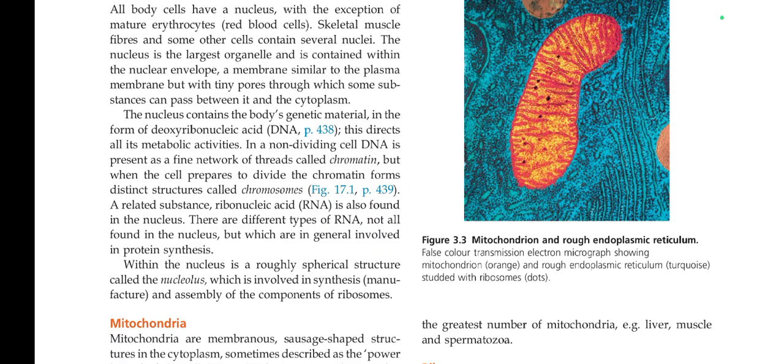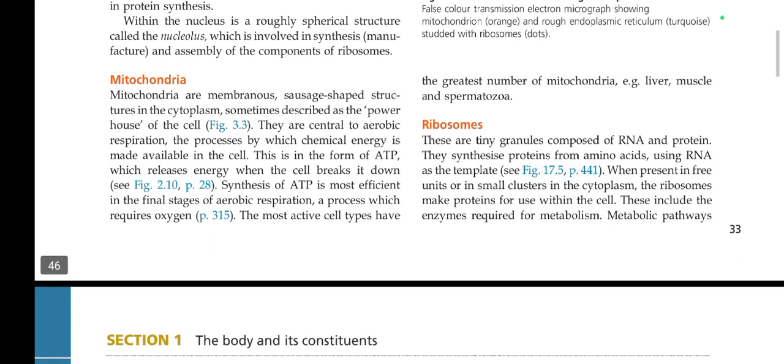There are different types of RNA, not all found in the nucleus, but which are in general involved in protein synthesis. Within the nucleus is a roughly spherical structure called the nucleolus, which is involved in the synthesis, manufacture, and assembly of the components of ribosomes.